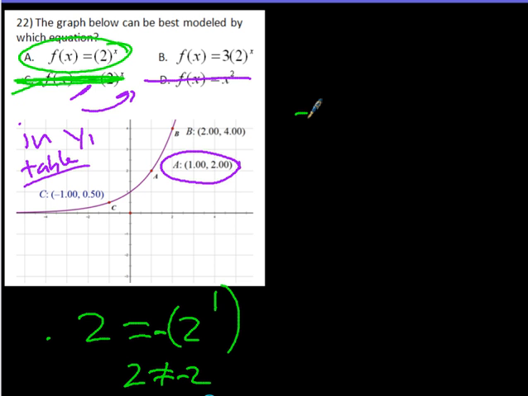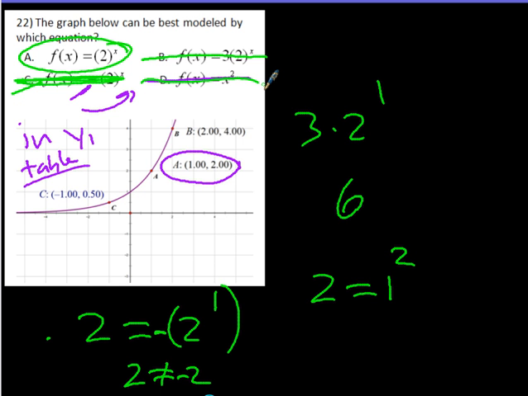3 times 2 to the first is 6. B is out. And 2 does not equal 1 squared. So D is out. So just substituting a point. Okay. We'll look at graphing these a little more again in the future. But if you put 0 in, 2 to the 0 is 1. Anything to the 0 is 1. So that helps there. Lots of ways to get there.